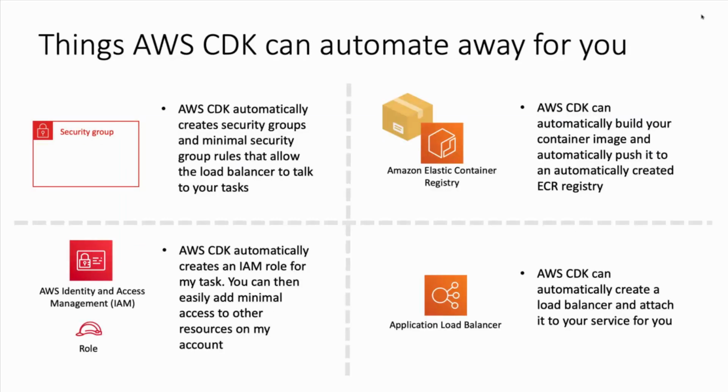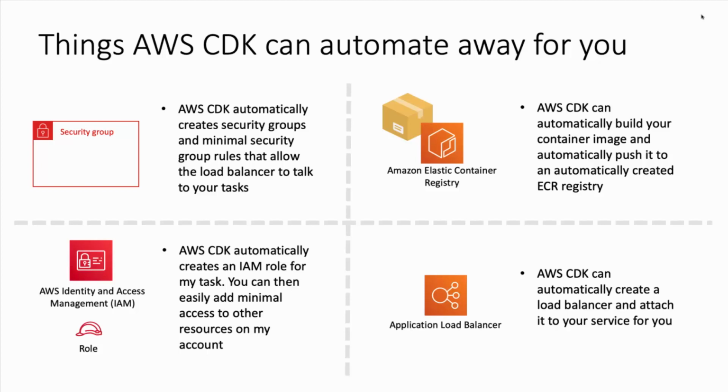So let me summarize a list of things that AWS CDK can automate away for you. Security groups: it'll automatically create security groups and minimal security group rules that allow your load balancer to talk to your containers. It can automatically create IAM roles for your tasks and automatically add minimal access to other resources. It can automatically build your container image and automatically push it to an automatically created ECR registry. And it can even automatically create a load balancer and target groups and attach that load balancer to your service if you're using that AWS ECS patterns for creating a load balanced service.